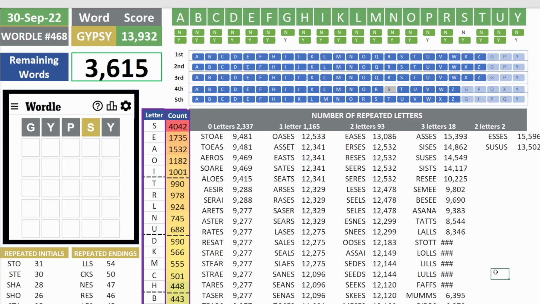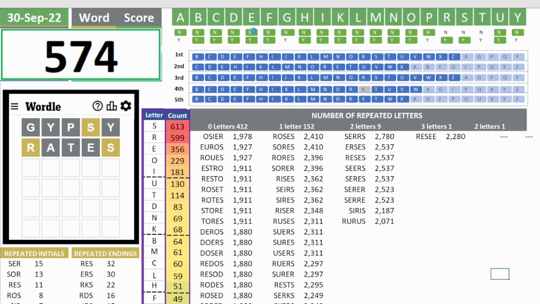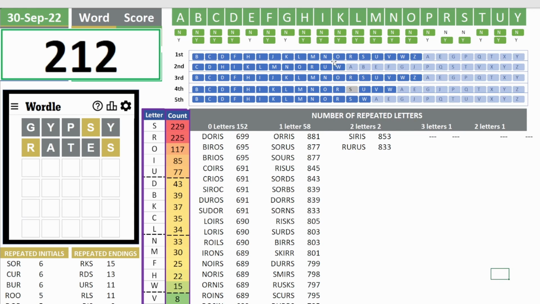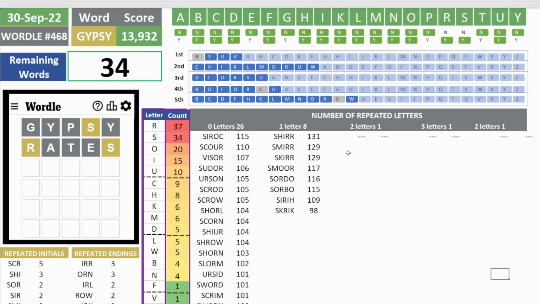Yeah, let's see how well we do with the word rates. Well, not too good, but we found the R as part of the answer. All right, so R is there, A-T-E are not. And now we also know R is not the second letter and R is not the first letter and S is not the fifth. So 34 words remaining. And now we have R-S-O-I-U as the most popular letters.